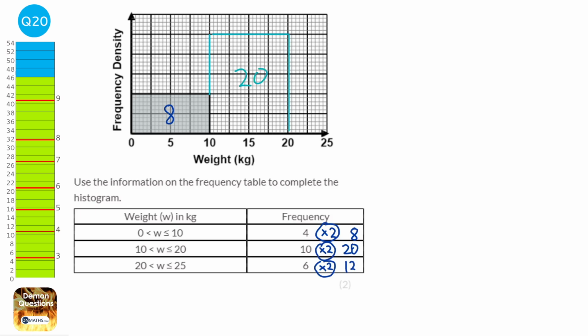And the last one has to be 12 squares, and it's going to be 2 squares wide, so it's going to have to be 6 squares high. And that will give us our 12 squares.